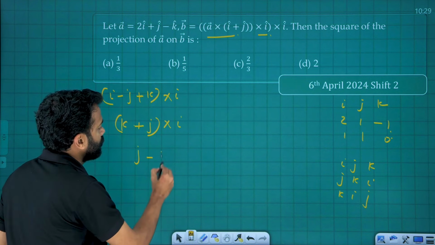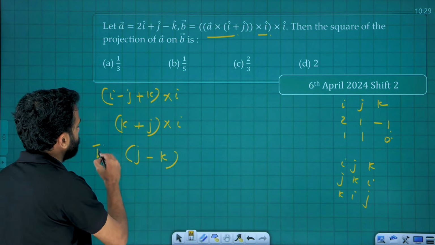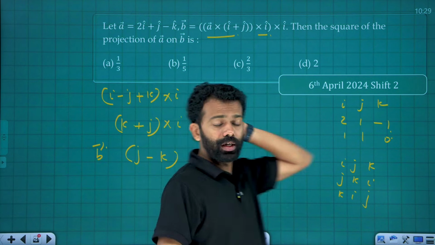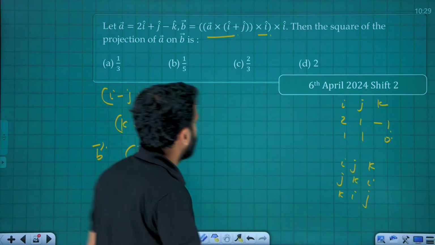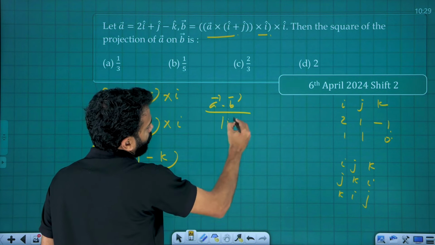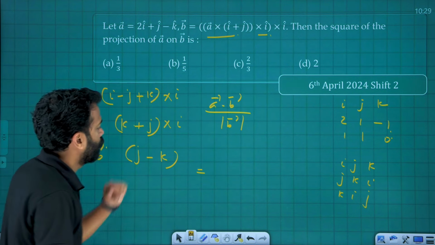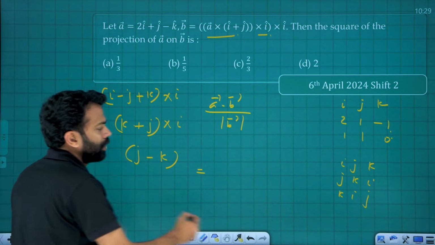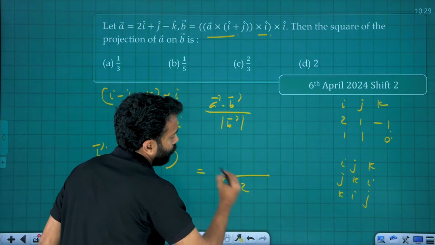That is minus k. Okay, this is what vector B is. So what is the projection of vector A on vector B? What is the formula for that? Vector A dot vector B divided by magnitude of vector B. Okay, what is magnitude of vector B? Root of 1 square plus minus 1 the whole square, that is root 2.